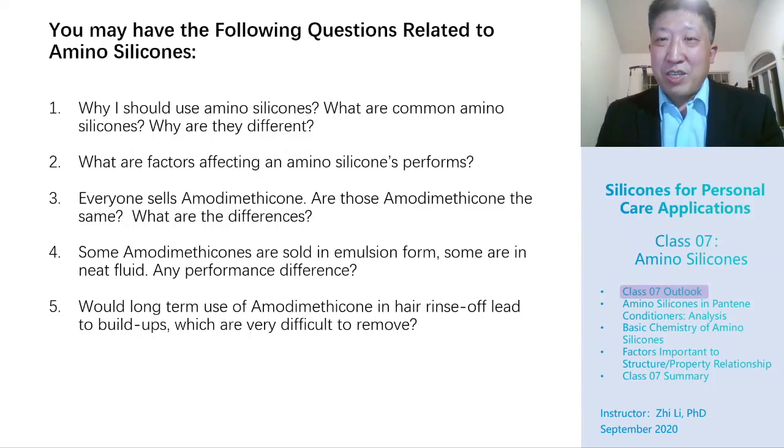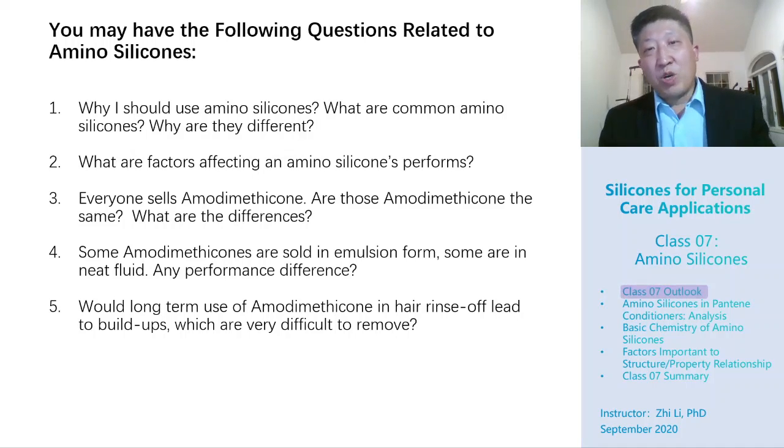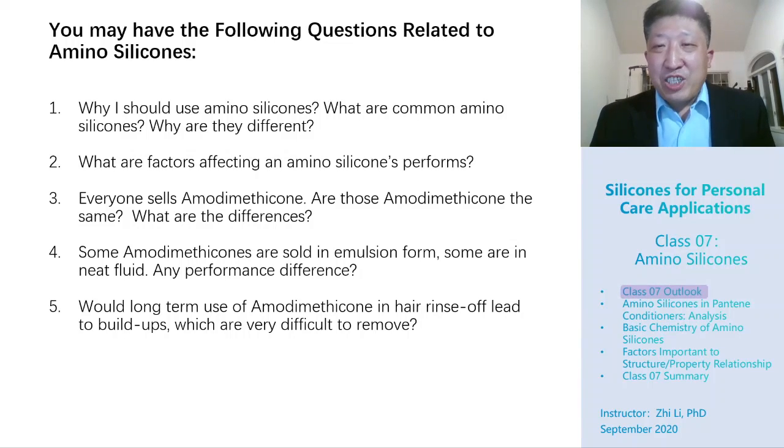Some aminosilicones are sold in emulsion forms. Some are sold in neat fluid. Any performance difference when you use them? To my best knowledge, most of the aminosilicones in the market are supplied by suppliers in emulsion form. There must be some reasons behind why they're doing this. But the question for us is why we should use those aminosilicones sold in emulsion forms, or whether we should actually use neat fluid. What are the implications to the end use in terms of performance?